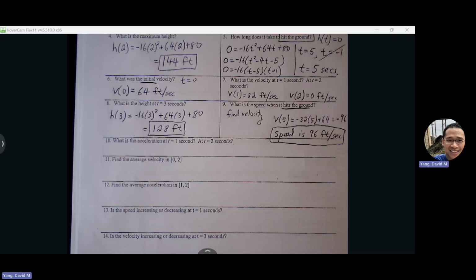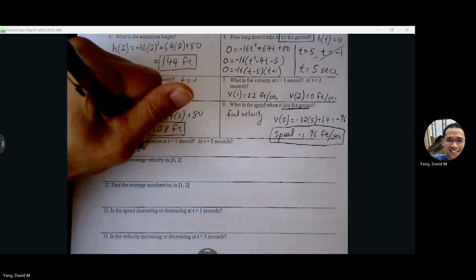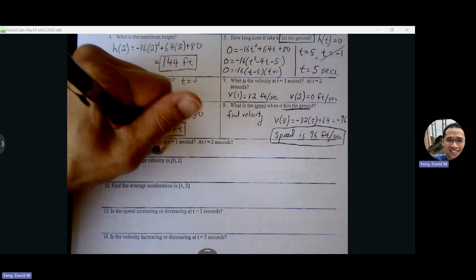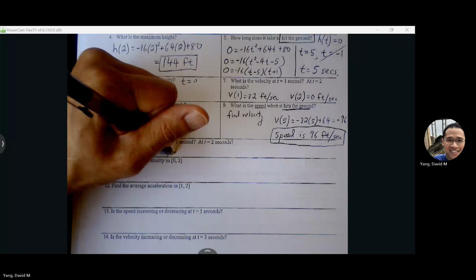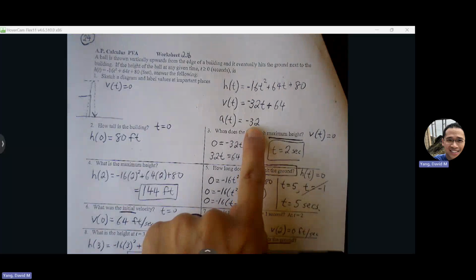Okay, what is the acceleration at 1 second? Yeah, and what's the unit of measure? Feet per second squared. Acceleration in 2 seconds, same, right? That constant is never changing. It doesn't matter what time I put, it's going to be the same constant value.